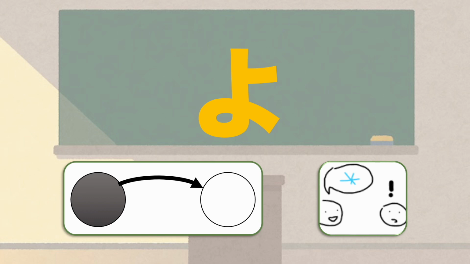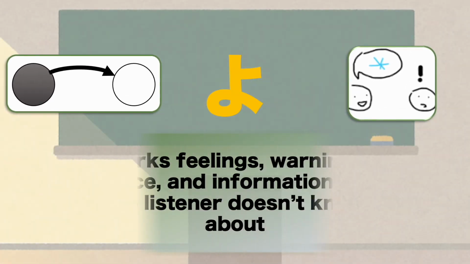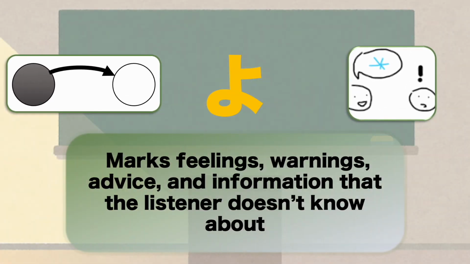Next, let's learn yo. Yo marks feelings, warnings, advice, and information that the listener doesn't already know about. Yo is often used among friends and family members and rarely with a socially higher person. The reason for this is that it's generally not cool to tell your superiors that they don't know stuff. By using yo with a rising pitch, the speaker shares information that they think their listener doesn't know.